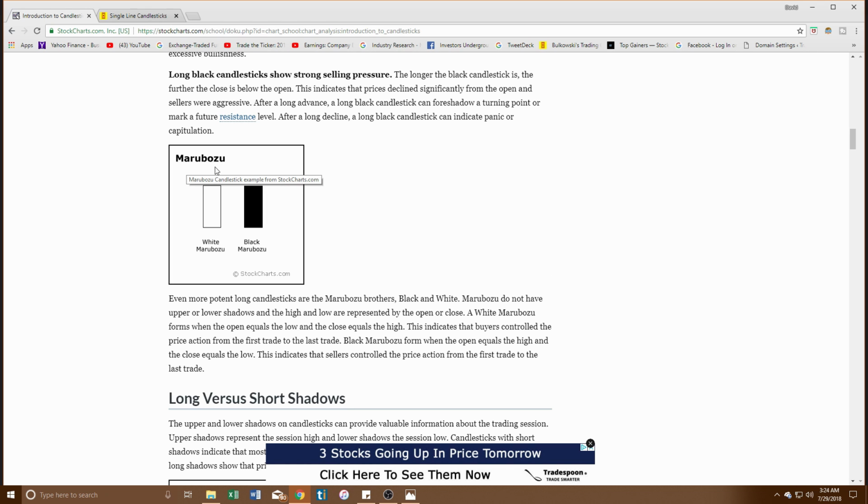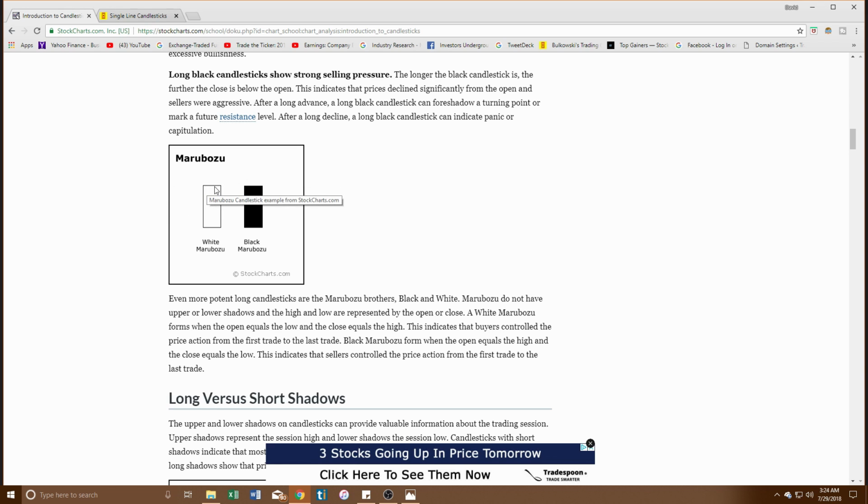Marubozu. These candlesticks have weird names. There's going to be a lot of them with weird names. You don't really technically have to memorize what the actual name is, as long as you know what the candle meaning is. Now this is a full-bodied candle here. This would be a bullish candle. This would be a bearish candle.